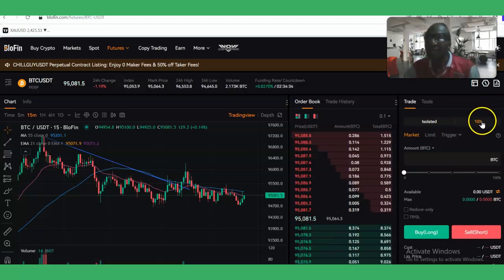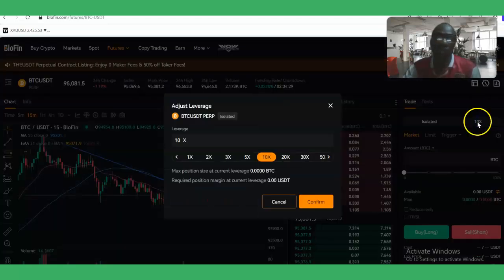Then another thing we need to look at is leverage. What is leverage?